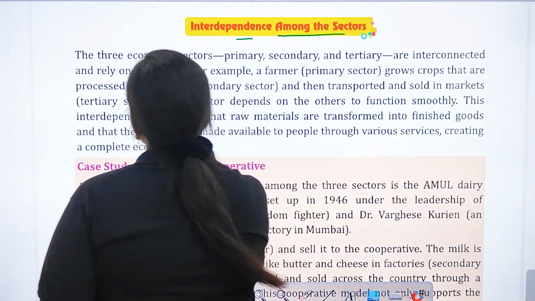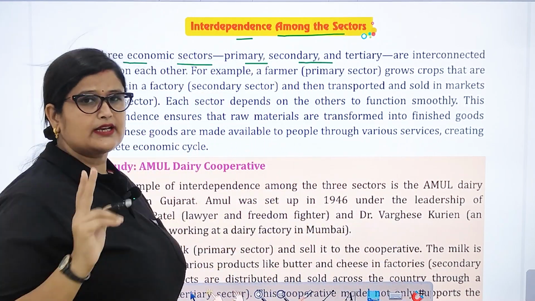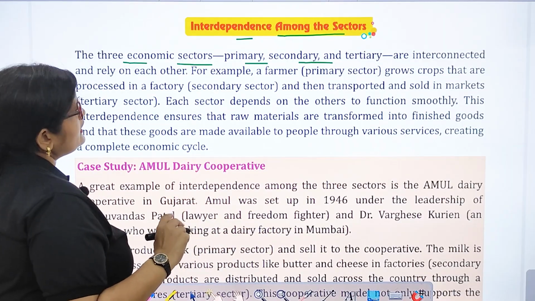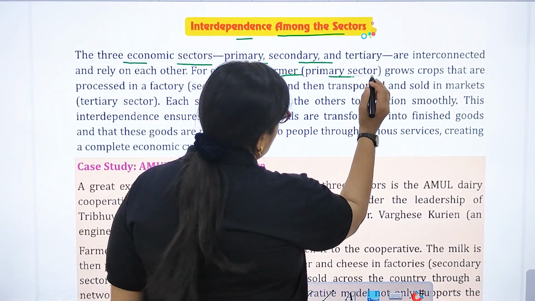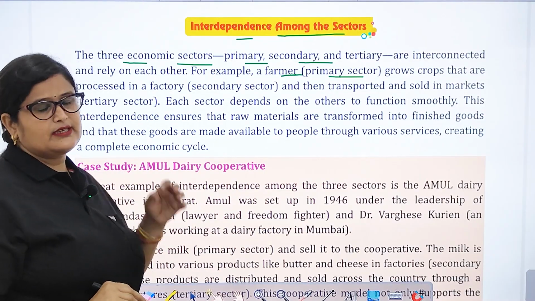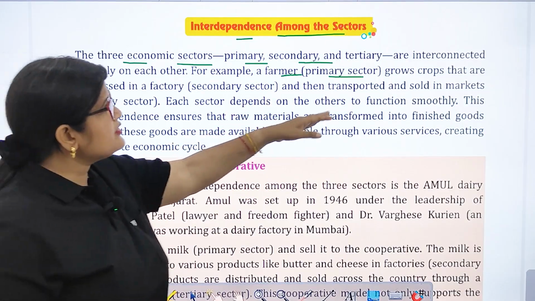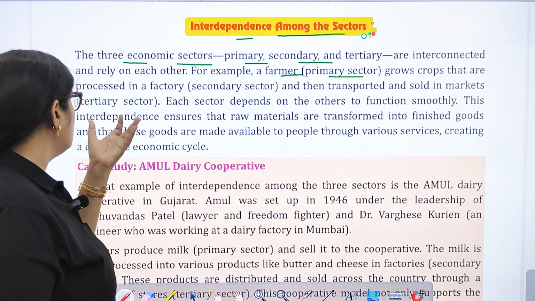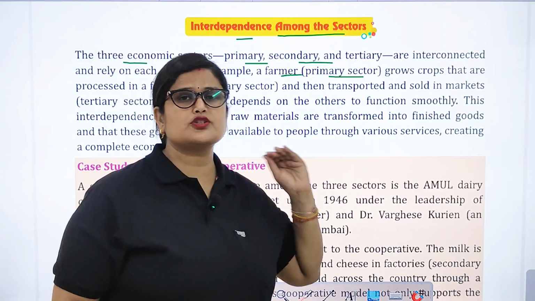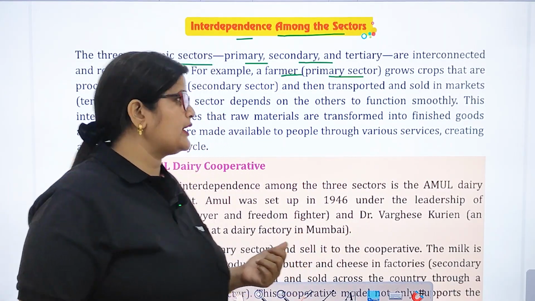Interdependence among the sectors. The three economic sectors, primary, secondary and tertiary, are interconnected and rely on each other. For example, a farmer grows crops that are processed in a factory. He grows his crop and sends it where? To the factory, and then it is transported and sold in the market. Tertiary sector. So each sector depends on the others to function smoothly. So all three sectors depend on each other.